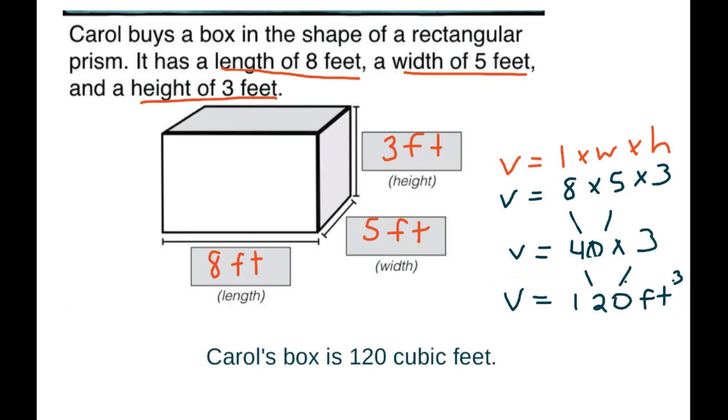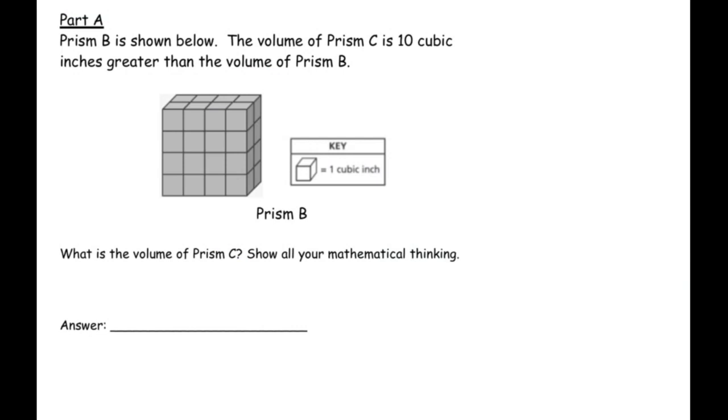Next, we're going to continue on to the next step. In today's model problem, the problem reads, Part A, prism B is shown below. The volume of prism C is 10 cubic inches greater than the volume of prism B. What is the volume of prism C? Show all your mathematical thinking.